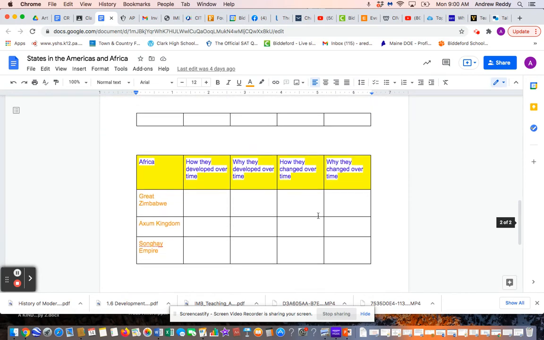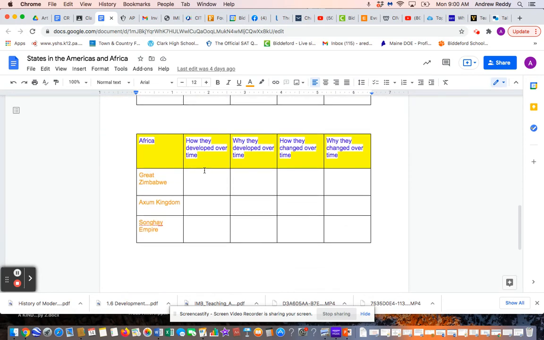Same thing, it's the exact same question and the exact same process you're going through with the African empires, including Great Zimbabwe, the Aksum Kingdom, and the Songhai Empire. So that should explain everything.